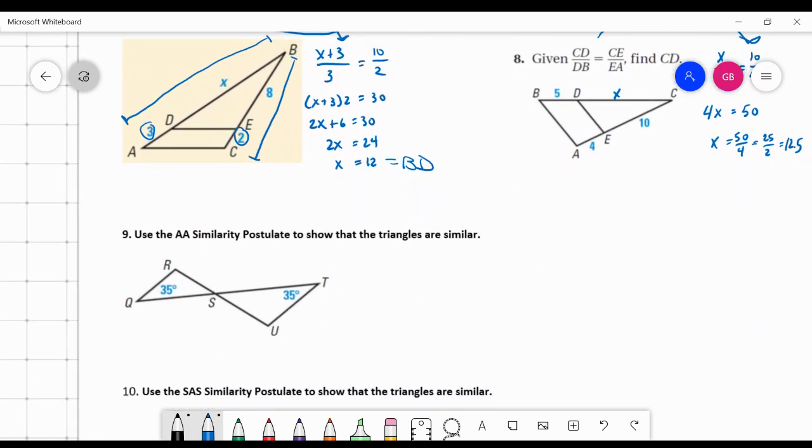All right, number 9. We're going to use the AA similarity postulate to show that the triangles are similar. We're going to go ahead and write this proof. So we need AA. So we have to show that two angles are congruent.